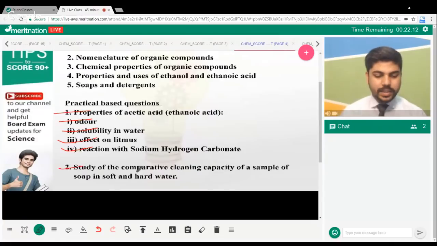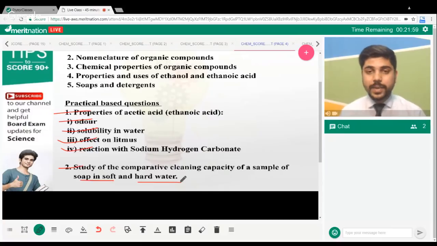And the study of the comparative cleaning capacity of a sample of soap in soft and hard water. So, whether there is lather formation or not, it can be directly asked, and what is the reason behind it. Fine.